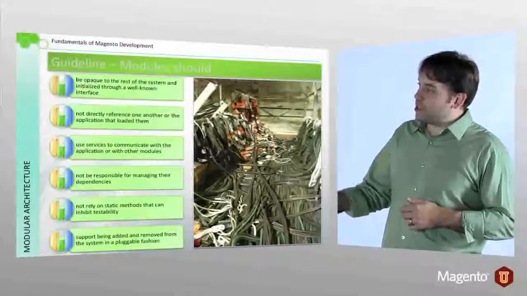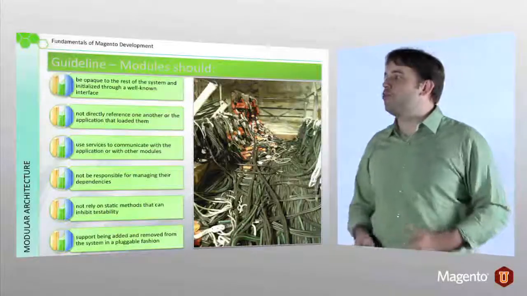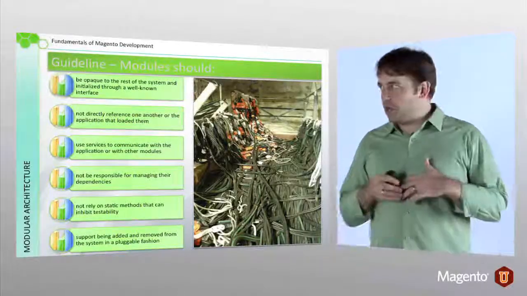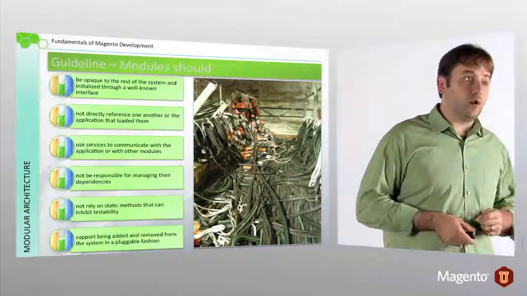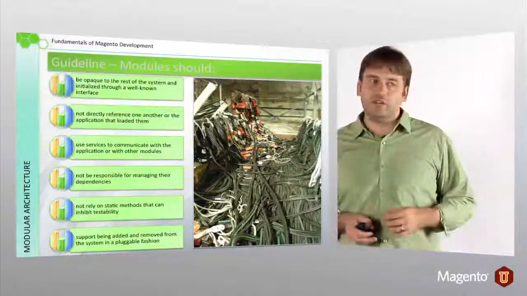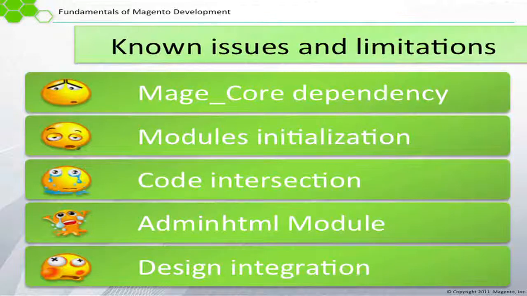I guess this last one is a big one. Modules should support being added and removed from the system in a pluggable fashion. This, to quite a degree, exists in Magento. There are a couple of pitfalls. We'll be looking at an example of this when we get into attributes and database. But in general, you should be able to activate, deactivate, and entirely remove a module with very minimal effect on the system. So, now that we've set the guidelines, let's talk about how Magento doesn't always follow these guidelines.